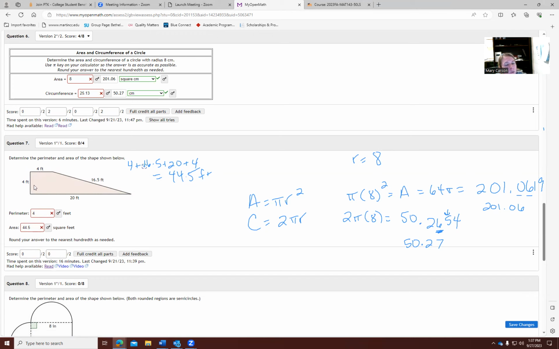trapezoid, which is this, because you have a base here and a base here. And again, we just did this earlier. Area equals one half your height times your bases added together. Your height here is 4, and your bases are 4 and 20. Area should be squared. So that's going to be 1/2 of 4 times 24. That'll be 2 times 24, which will be 48.